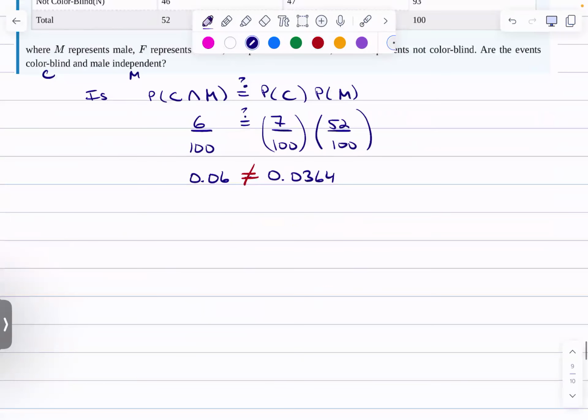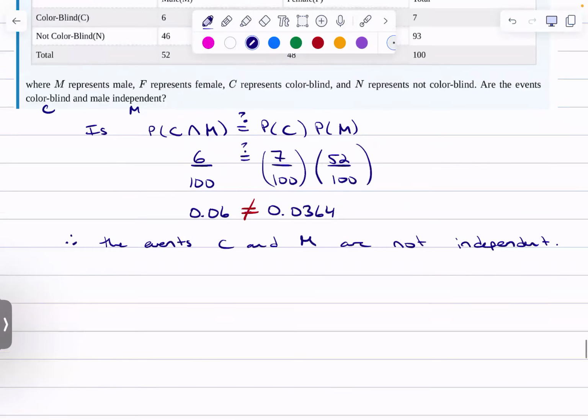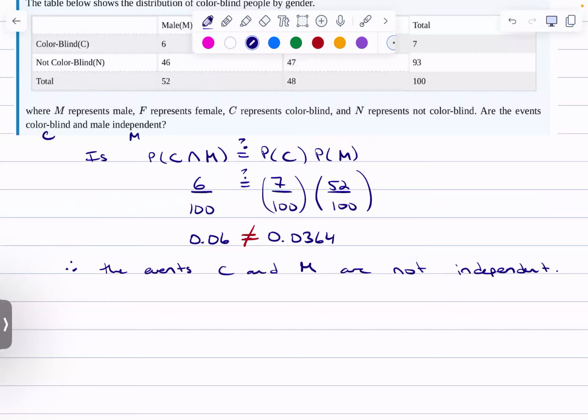And so we say, therefore, the events C and M are not independent. So that's how you would show whether two things are independent or not.